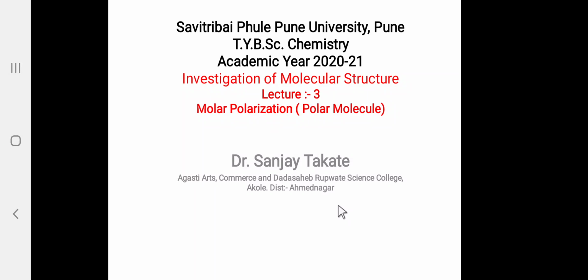If we know the polarizability of the molecule, that is alpha, then induced polarization Pi is equal to 4 by 3 pi N alpha, where alpha is the polarizability. In this way, we can determine the molar polarization in case of the non-polar molecule. In this lecture, we are going to discuss the molar polarization in case of the polar molecule.